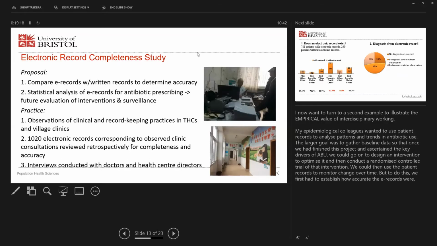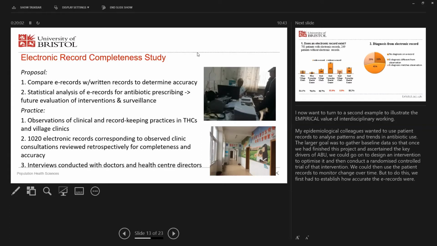The larger goal behind this was to gather baseline data so that once we'd finished this project and ascertained the key drivers of antibiotic use that were potentially modifiable, we could go on to design an intervention to optimize antibiotic use and then conduct a randomized controlled trial of that intervention. Ideally then, we could use patient records to monitor change over time and in future to see whether an intervention that we would develop and implement could be evaluated through the use of these secondary data. But to do this, we first had to establish how accurate the electronic records were.